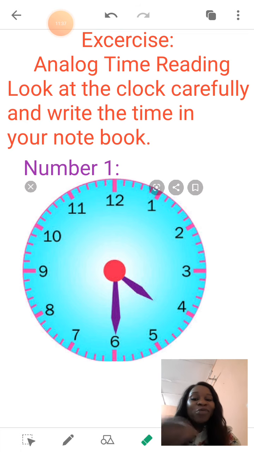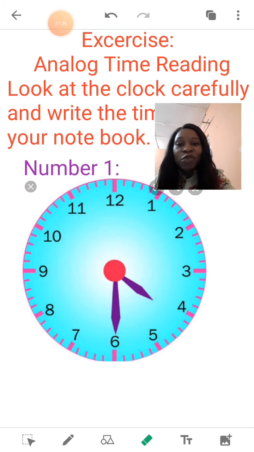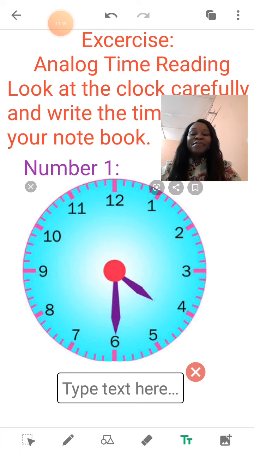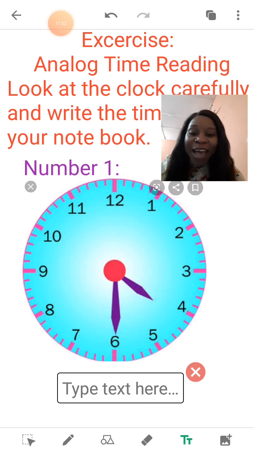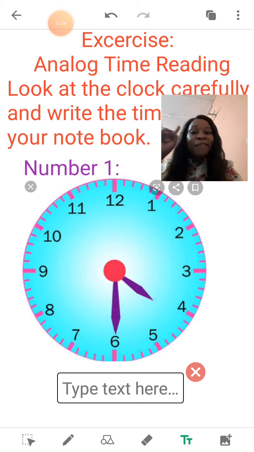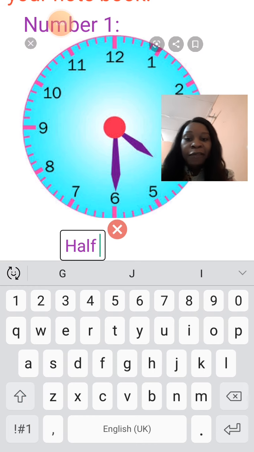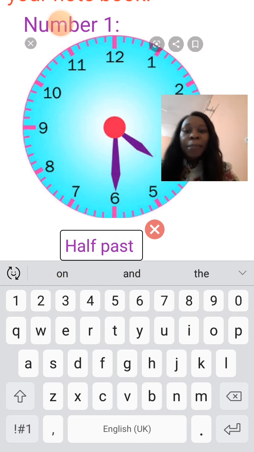The first thing to identify is what? Did I hear someone say the minute hand? The minute hand is the long hand. Once you follow the rule, you will not miss it. The minute hand is on 6. Now go back to your note. I said at the beginning that the 6 represents half past. So once you identify the minute hand, you write it straight. Don't waste time. Half past.